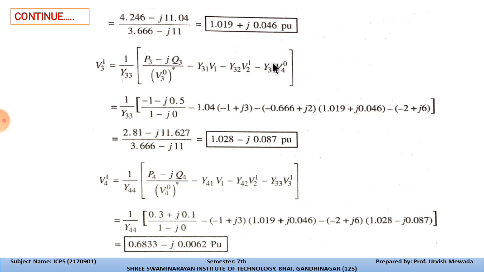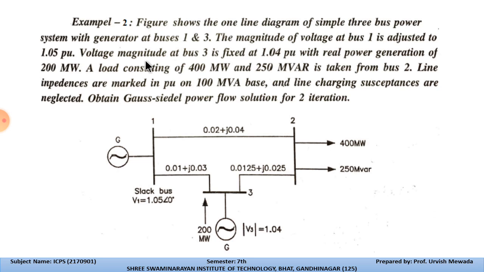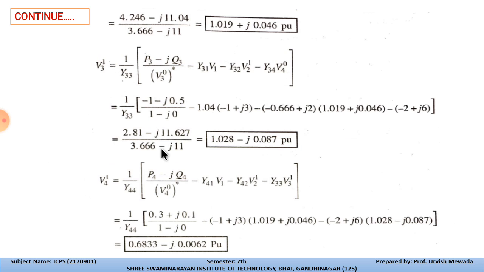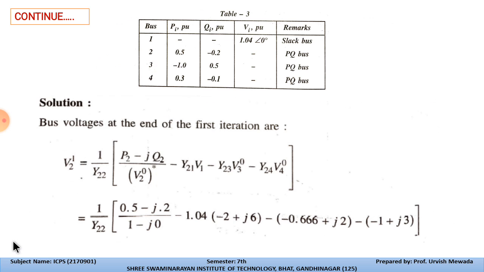Over here you can see that by putting the values of this in that iteration v31, we can have the value of v41. So in this we are going to put the value of the previous two iterations, v21 and then v31. So after putting the values of these iterations, the value of v41 will be 0.6833 minus j 0.0062 pu.